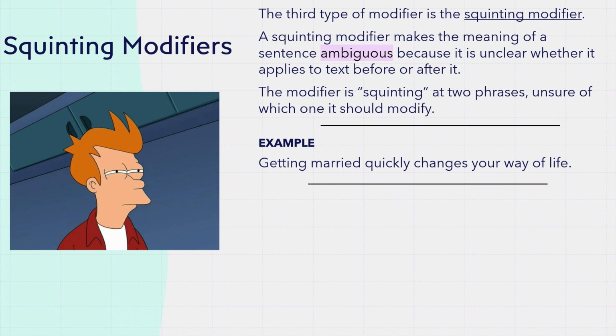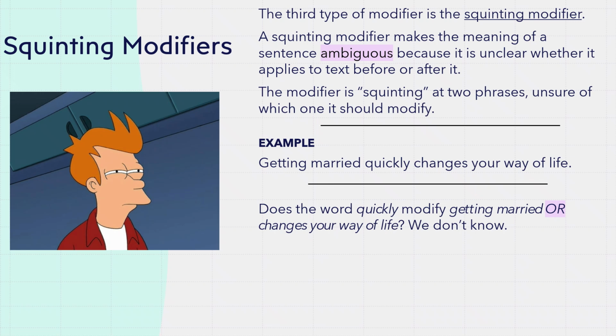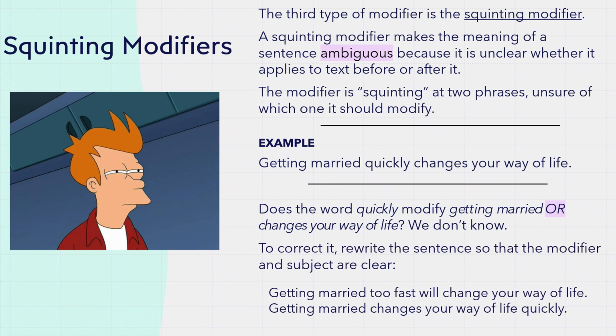For example, getting married quickly changes your way of life. Well, does the word quickly modify getting married or changes your way of life? We simply don't know. Just from reading the sentence alone, it's not clear. So the sentence should be rewritten so that the modifier and subject are clear. You can rewrite this any number of ways, of course, as long as that ambiguity is clarified. Getting married too fast will change your way of life.